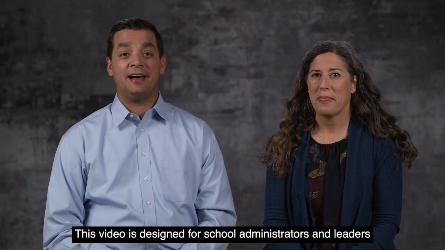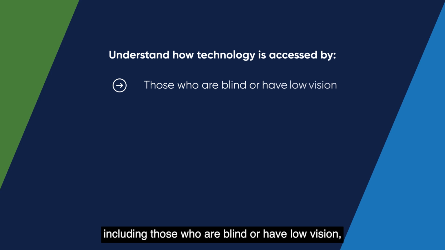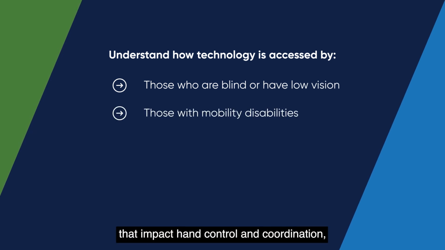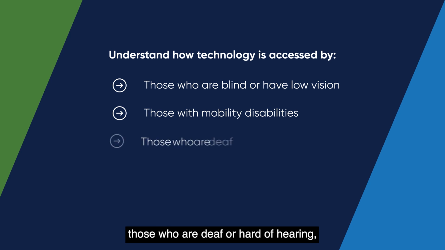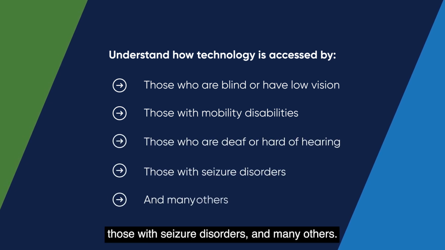This video is designed for school administrators and leaders who want to better understand how technology is accessed by people with disabilities, including those who are blind or have low vision, those with mobility disabilities that impact hand control and coordination, those who are deaf or hard of hearing, those with seizure disorders, and many others.